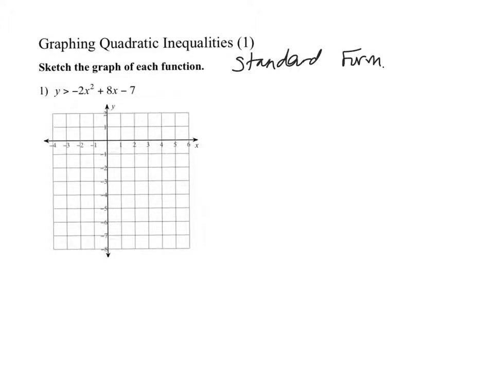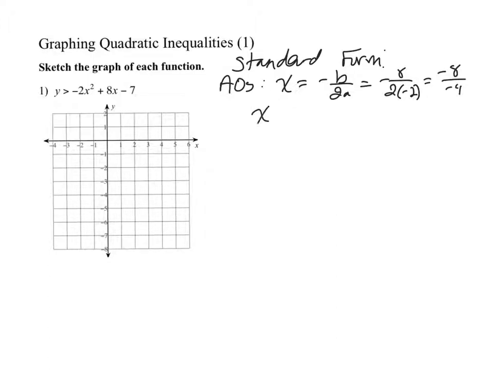So this one is in standard form. First thing for you to do is find your axis of symmetry. And you find your axis of symmetry, remember, by doing negative b over 2a. So I have negative b is 8 over 2 times a is negative 2. So we have negative 8 over negative 4. So my axis of symmetry is x equals 2. So I'm going to come over here and I'm going to dot my axis of symmetry.